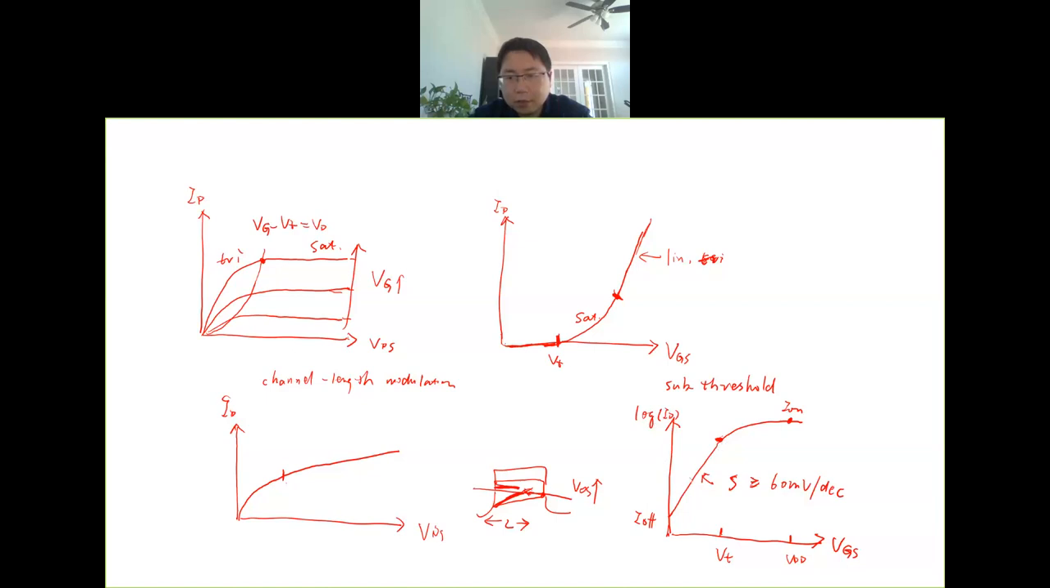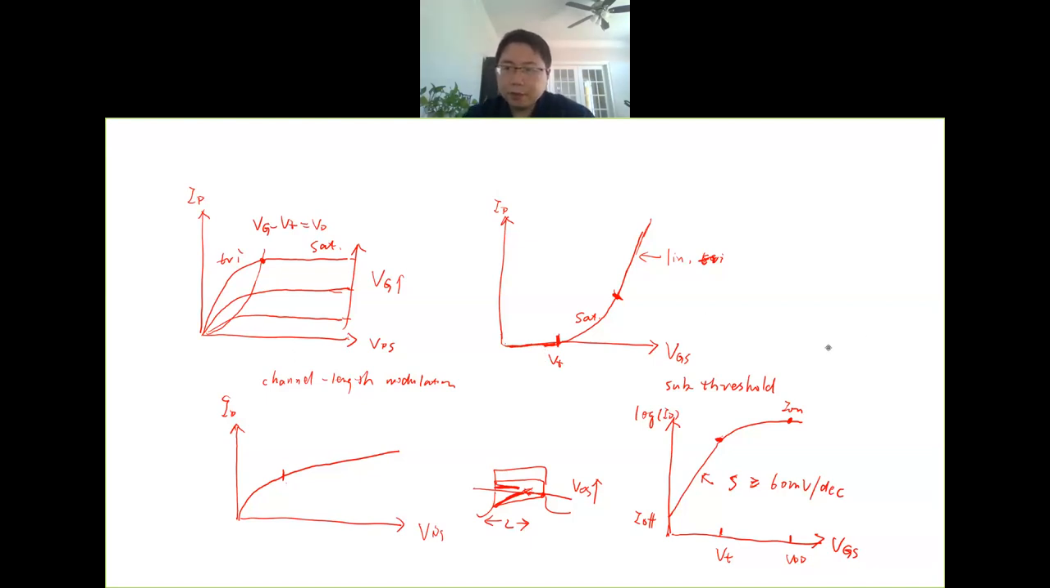Here the slope is defined as the subthreshold slope, and is equal to or larger than 60 millivolts per decade. What does this mean? It means that for the current to be reduced by 1 decade, that is 10 times, you need to reduce the gate voltage by 60 millivolts. This is the definition of the subthreshold slope. If I ask you to consider subthreshold, then you should consider this, but otherwise you can assume this is close to 0.